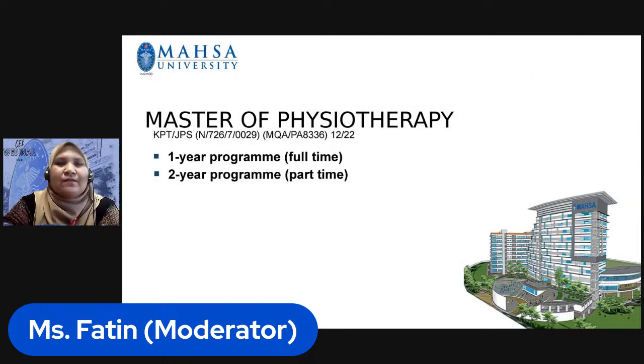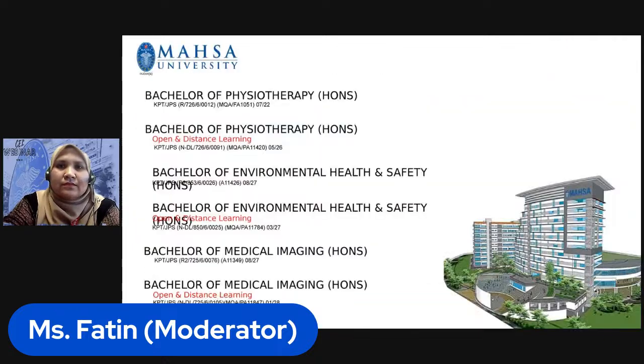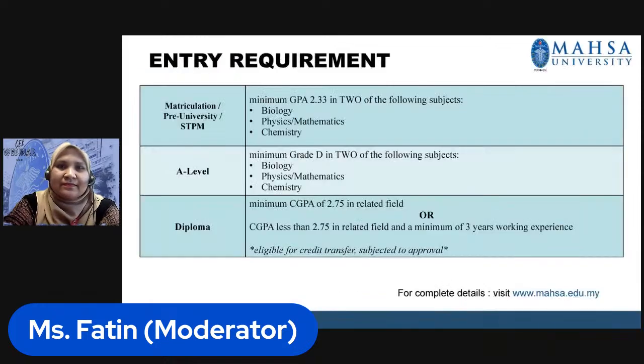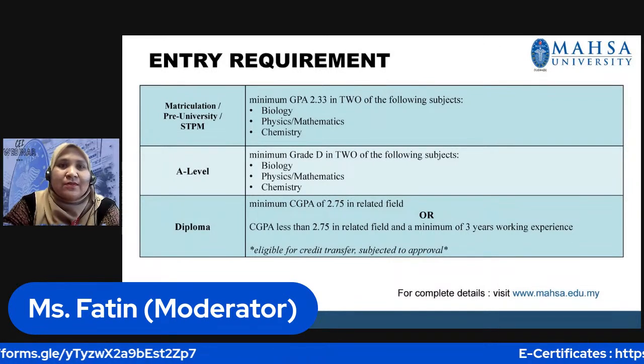We also have postgraduate programs like Master of Physiotherapy, and this is the entry requirement to enroll yourself in our master program. We also have bachelor degree programs offered by our faculty, as mentioned here, and these are the entry requirements to enroll in our bachelor program.